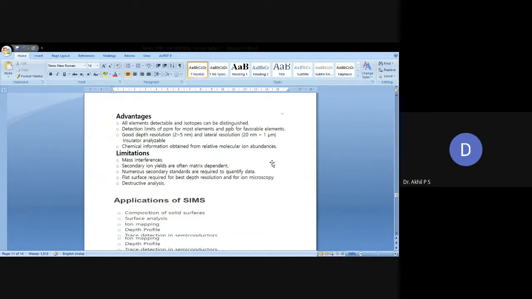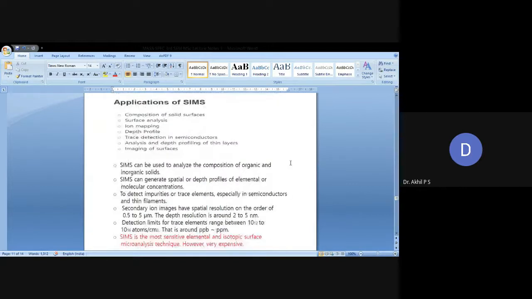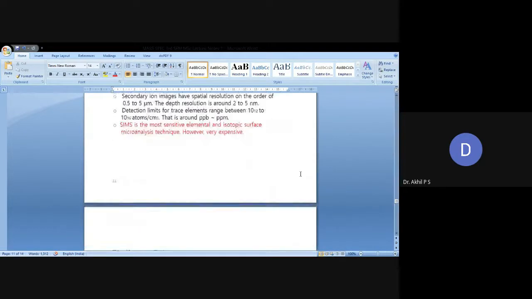Applications: composition of solid surfaces, surface analysis, ion mapping, depth profile, etc. SIMS can be used to analyze the composition of organic and inorganic solids. SIMS can generate spatial or depth profiles of elemental or molecular concentration to detect impurities of trace elements, especially in semiconductors and thin films. Secondary ion images have a spatial resolution on the order of 0.5 to 5 micrometers. SIMS is the most sensitive elemental and isotopic surface microanalysis technique, however, very expensive.